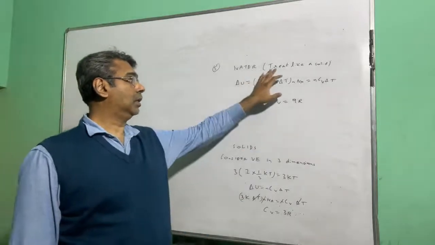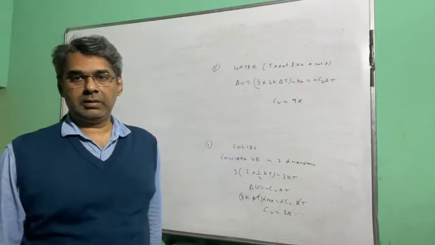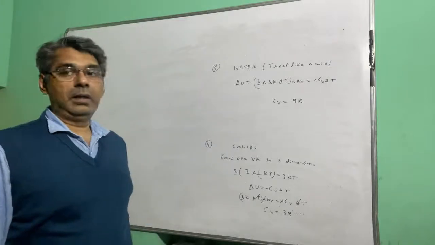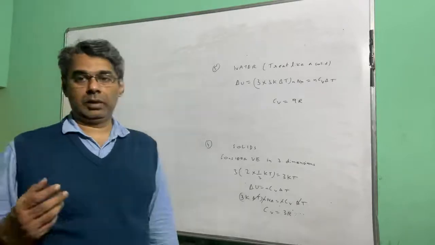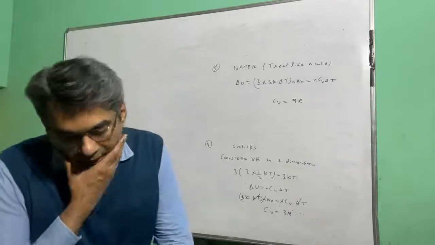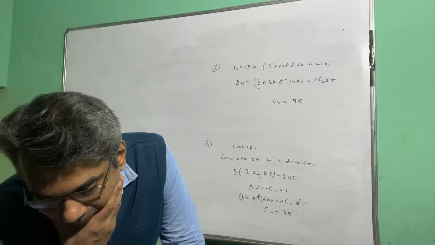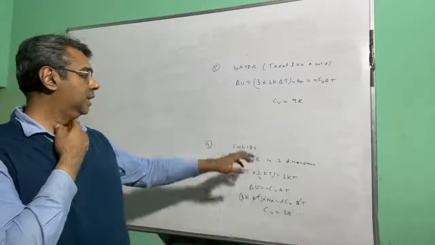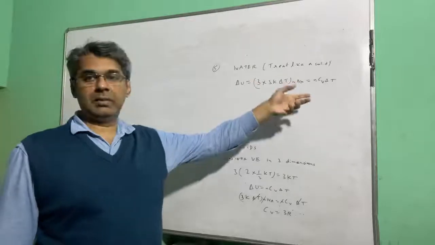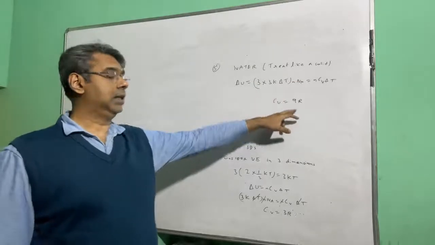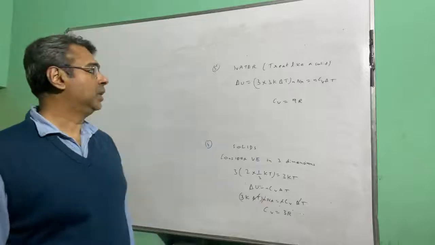So if you treat water like a solid, then you only have to consider vibrational energy. But the important thing to remember is that the water molecule has 3 atoms, and therefore when we say 3 into K into delta T, that is for 1 atom. So for 3 atoms it will be 3 times of that. So we will get Cv equal to 9R, right?